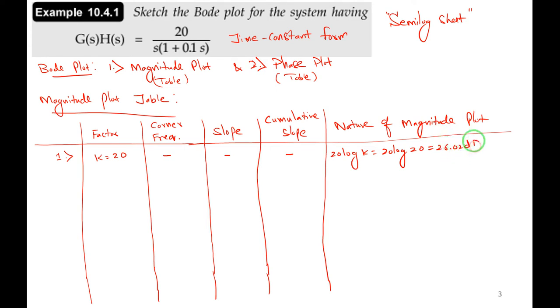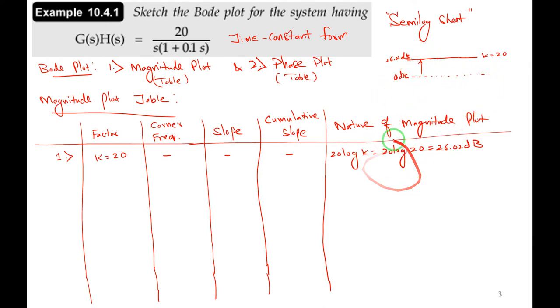26.02 dB. You can observe, let me take this as the 0 dB reference line. Don't draw it, I am just telling you roughly. In the magnitude plot, this is the 0 dB reference line, but this factor k is telling that the reference line has to be shifted 26 dB up. This is because of k equal to 20, which is 26.02 dB. Due to this factor, the magnitude plot is a straight line shifted 26 dB up from the 0 dB reference line.